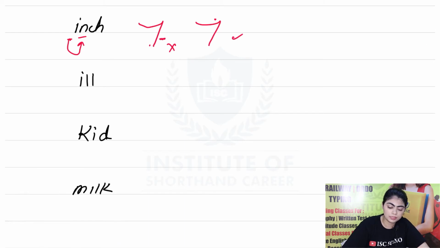Okay? If you are making this word, that means you are writing it N-I-C-H, not inch. That's the difference between that. Because over here, I is coming on CH third place. That's why it's placed over here. Okay?